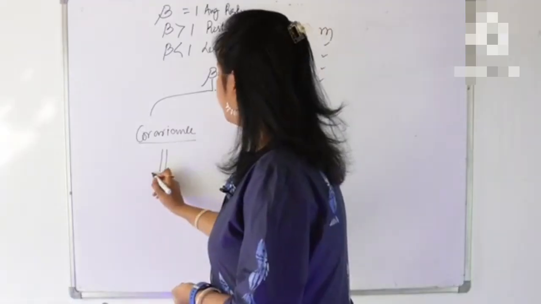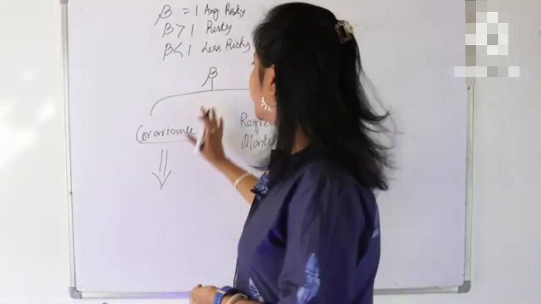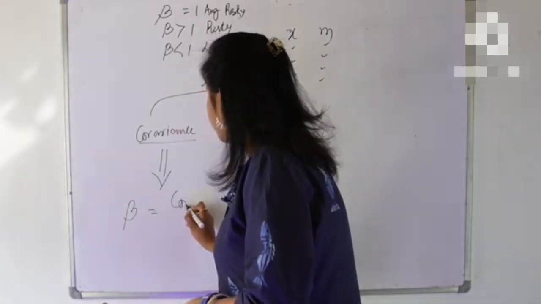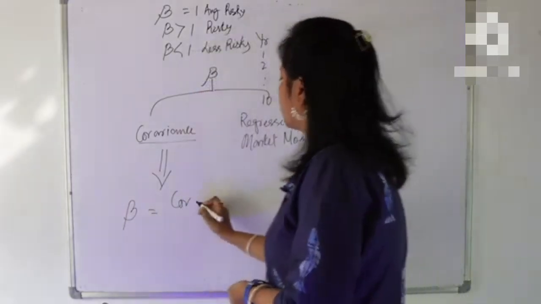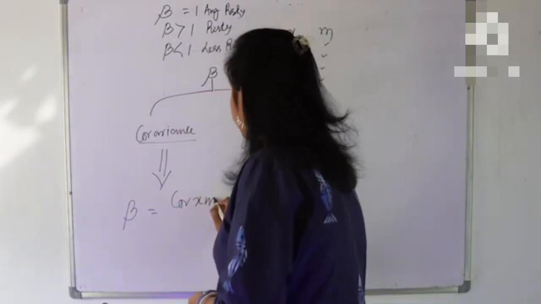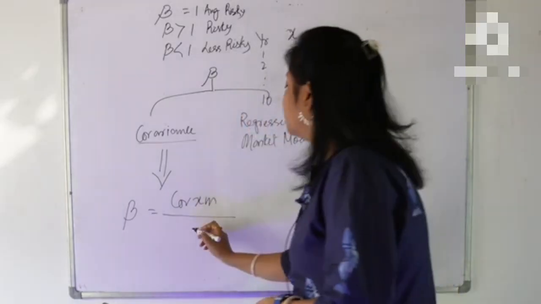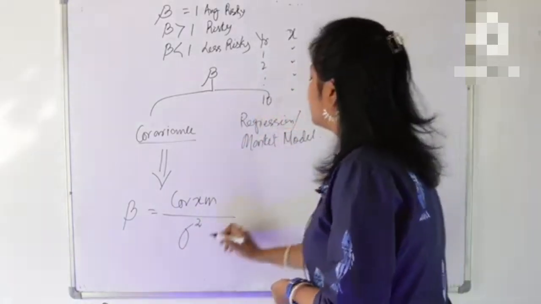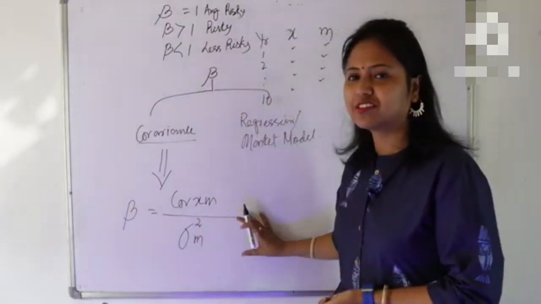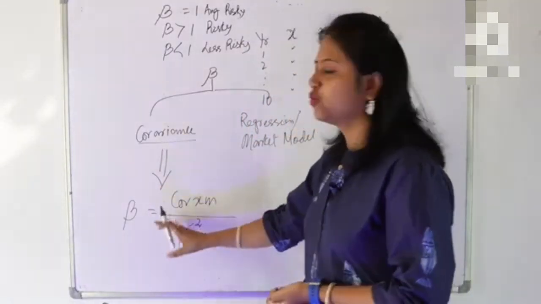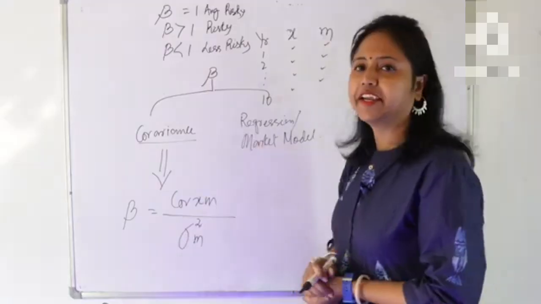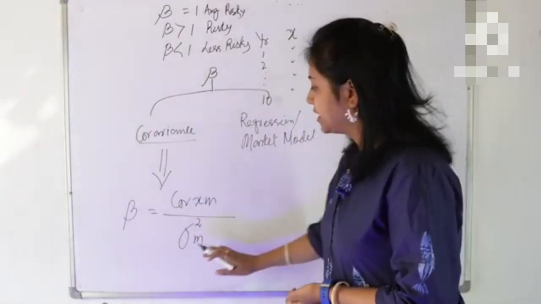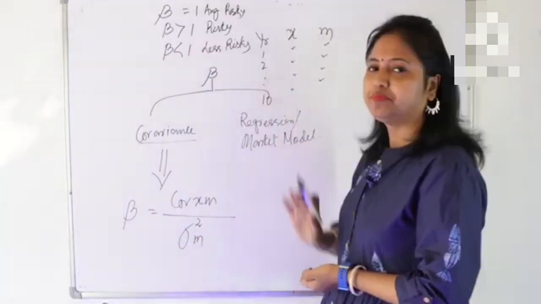If we follow the covariance method for calculating beta, beta is equal to the covariance between X and M, divided by the variance of the market. As you know, variance is denoted by this symbol. So this is the formula of beta under the covariance method: covariance between X and M divided by the variance of the market.